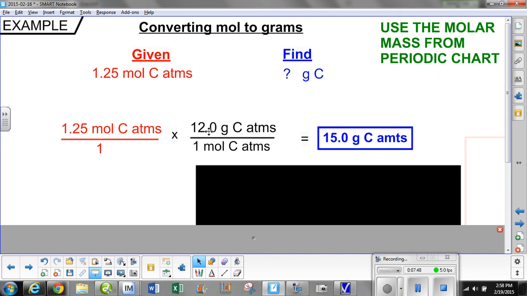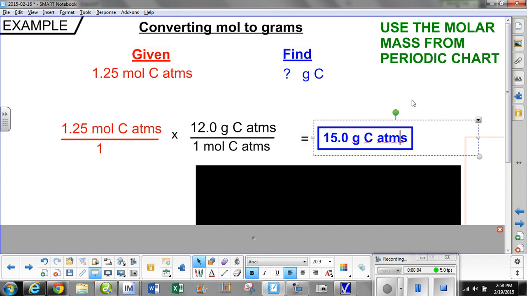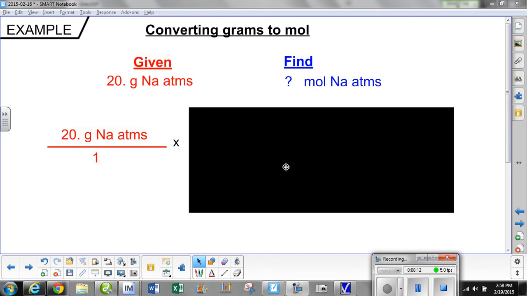And you get your calculator out. In this case, it's a multiply problem. You get 15.0 grams of carbon atoms. There we go. So that's now correct. Any questions so far? All right, here we go with the second problem.